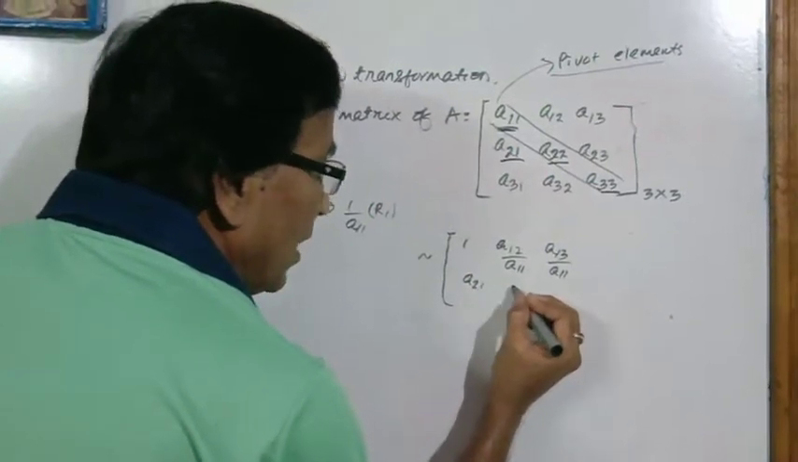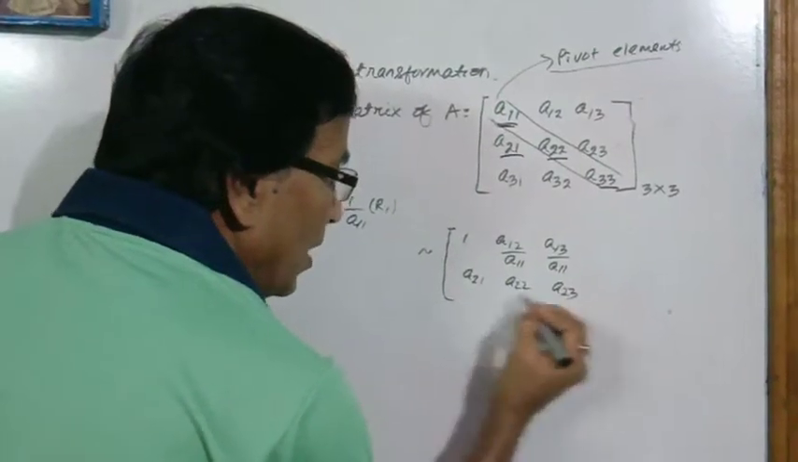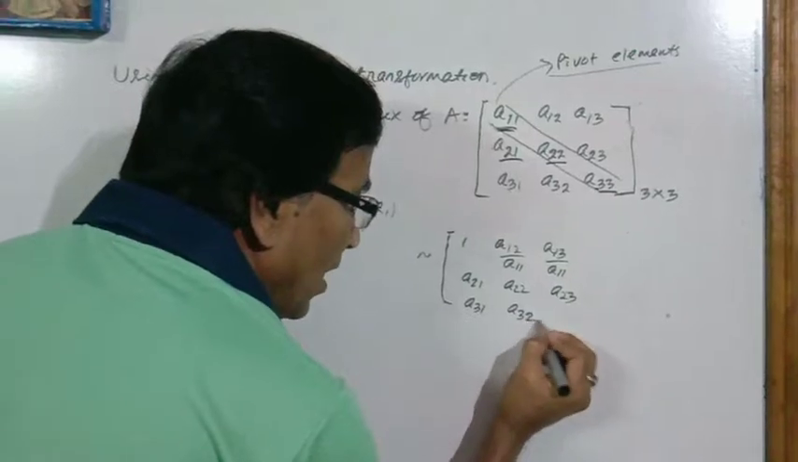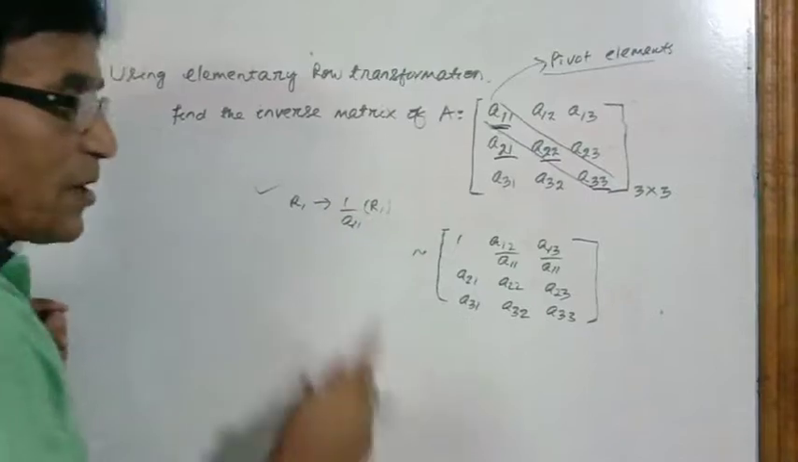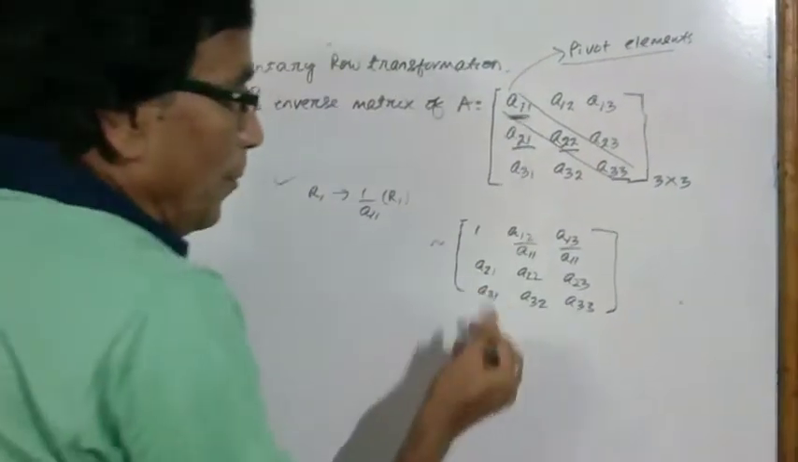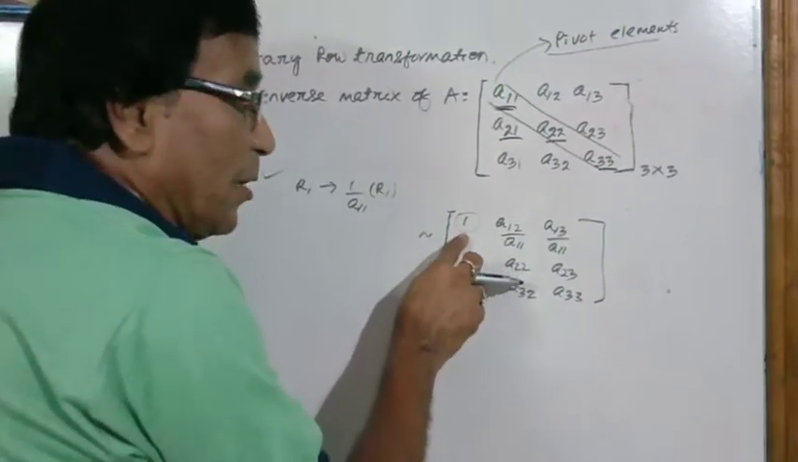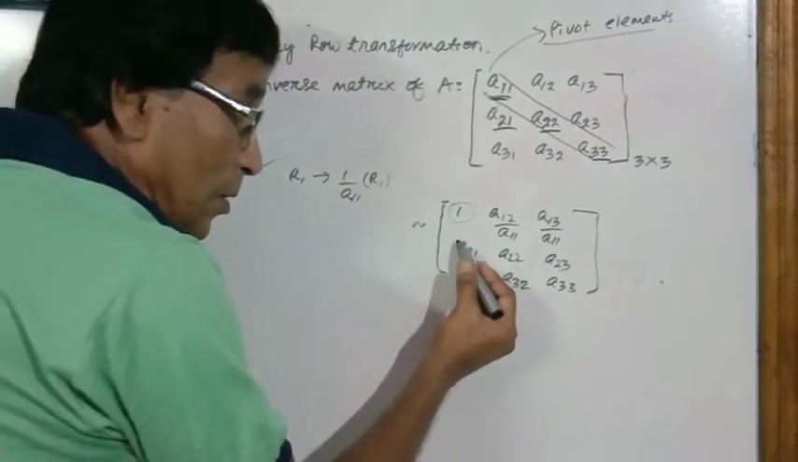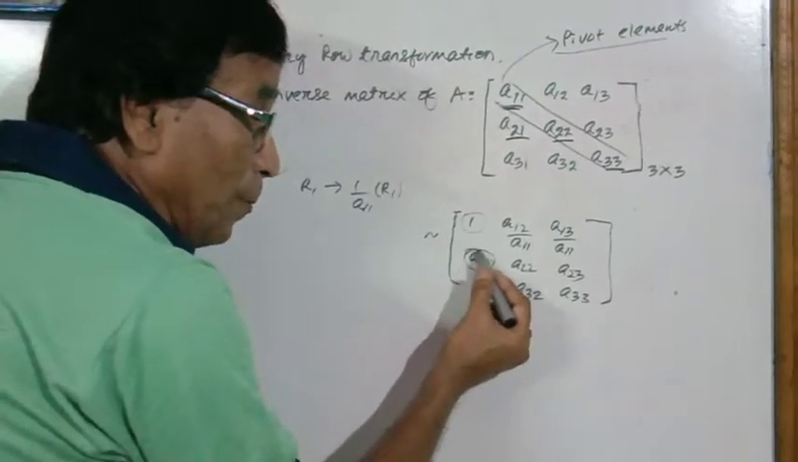A21, A22, A23, A31, A32, A33. So first you convert this element to 1. Now after converting this element to 1, we will make the corresponding elements of row 2 and row 3 as 0.